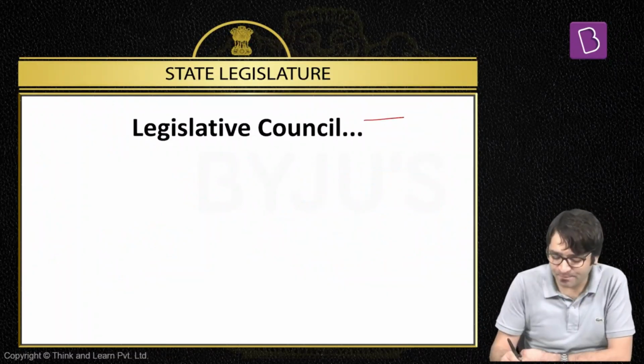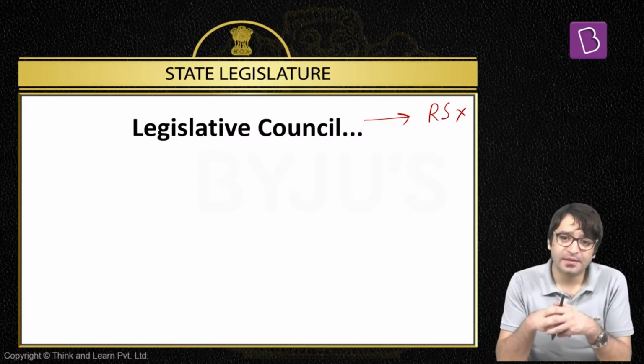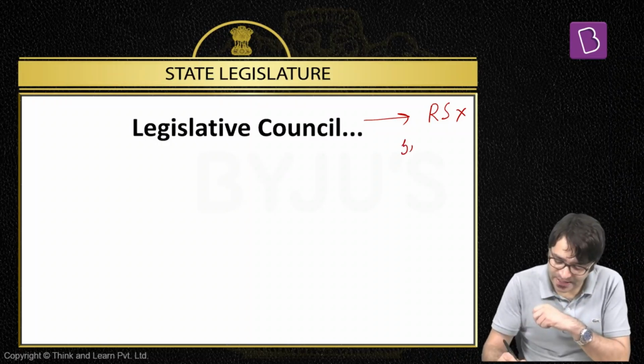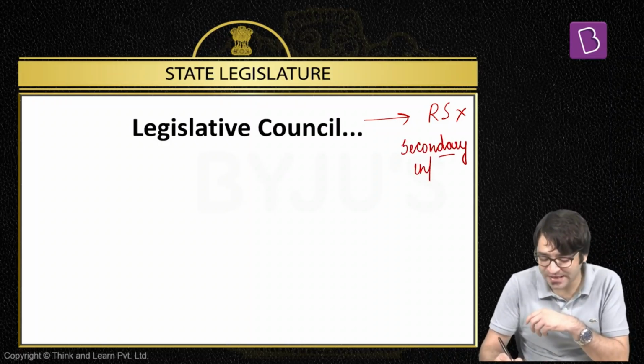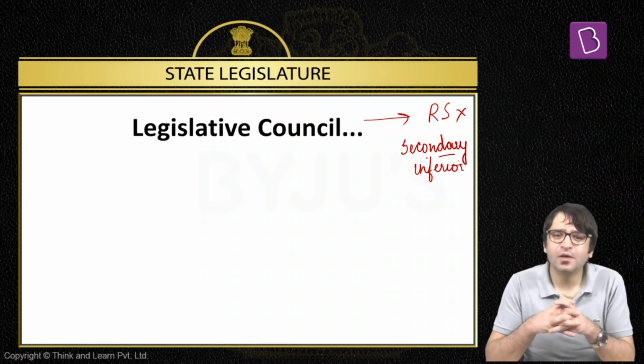Legislative council cannot be compared with Rajya Sabha. We say Rajya Sabha is the second chamber of Indian Parliament, but legislative council is not the second chamber. We call it a secondary chamber. And what is the difference? The difference is legislative council is basically inferior. And when it is inferior, why should we have legislative councils?